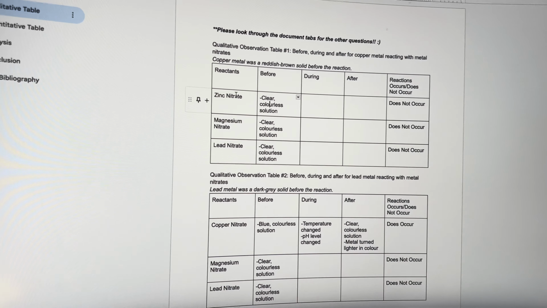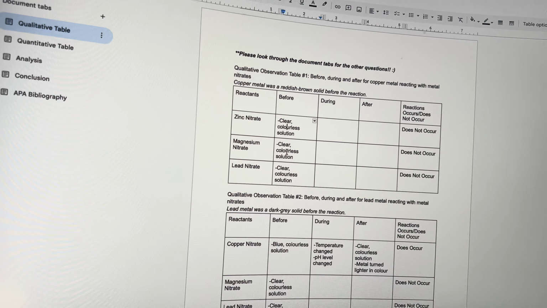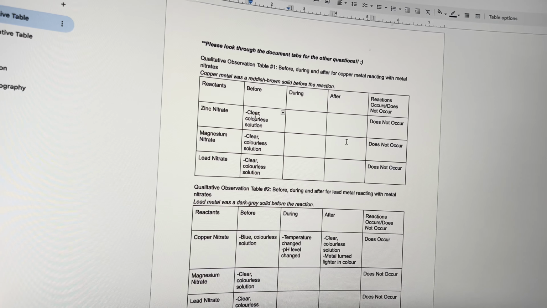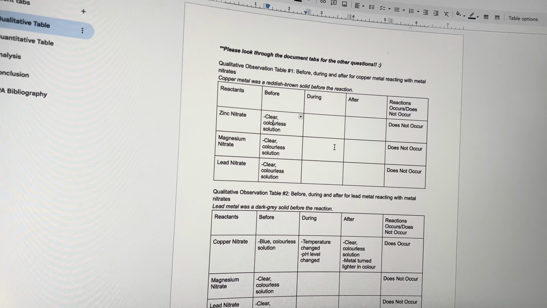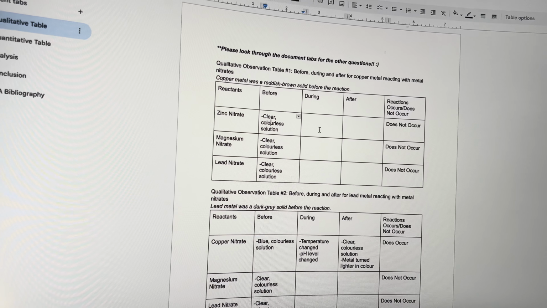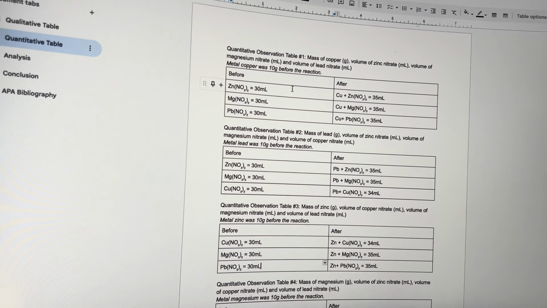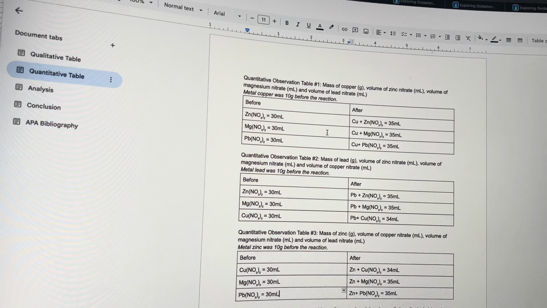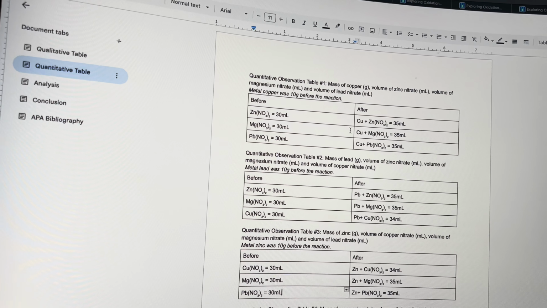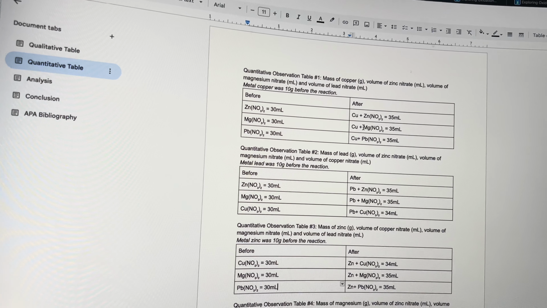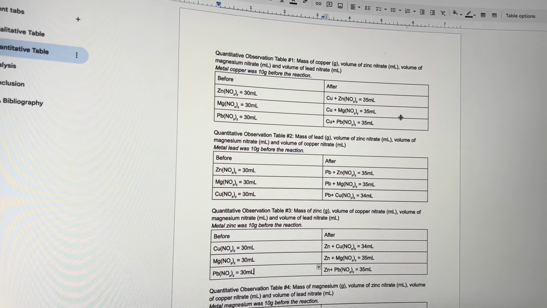Therefore, we can safely assume for magnesium nitrate, before, it's a clear colorless solution. However, there was no real reaction occurring, so we cannot make any notes for during or after. And then for our quantitative observations, we started with 30 milliliters of the magnesium nitrate, and after we added the copper solid, we ended up with 35 milliliters.